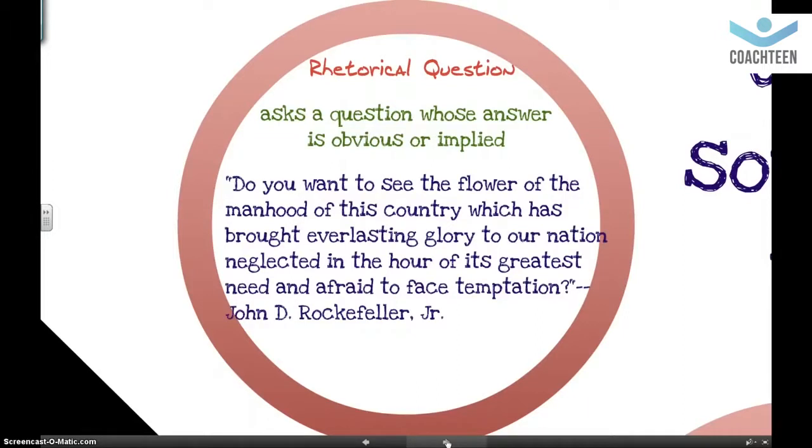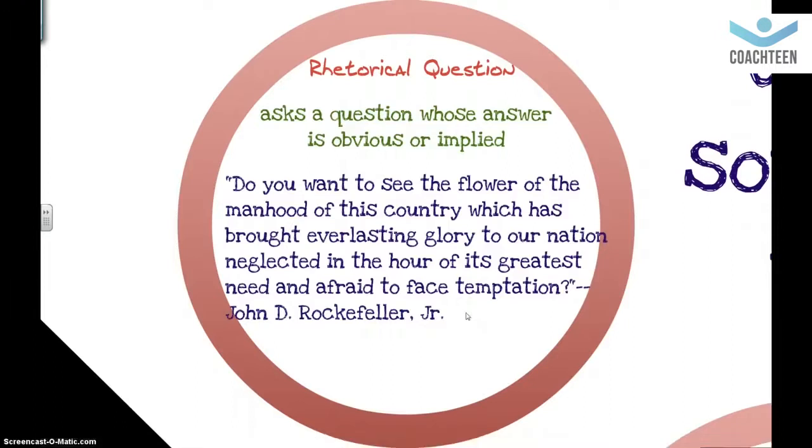Alright, so you see that this question, do you want to see the flower of the manhood of this country, basically neglected. So what this is saying, he's asking if you basically want to see the country be in trouble, and obviously the answer to that is no. So it's implied that whatever he's going to say would fix that is something you would also agree with.